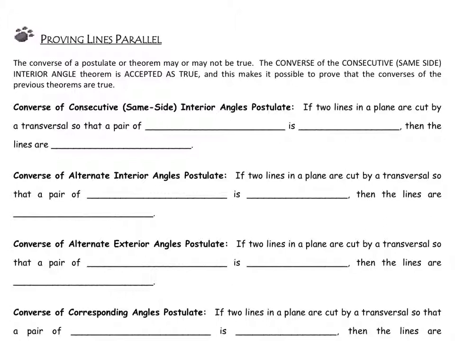The first thing we'll look at is the converse of the consecutive same-side interior angles postulate. This says that if two lines in a plane are cut by a transversal so that a pair of consecutive interior angles is supplementary, and actually I forgot to put interior angles, then the lines are parallel.